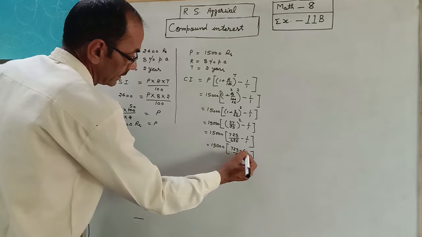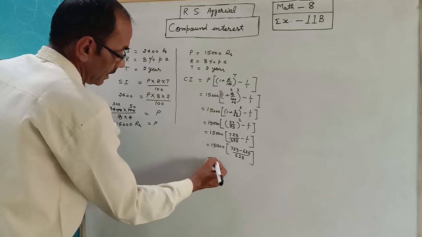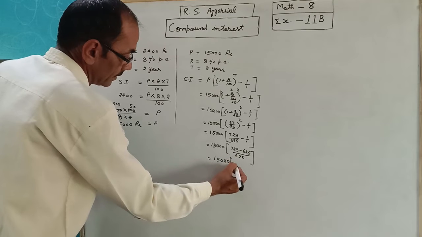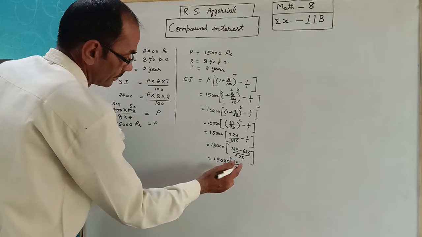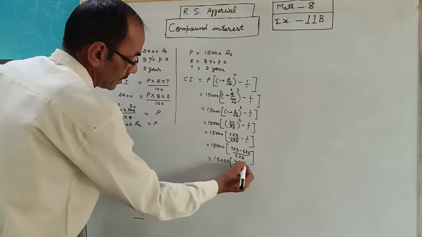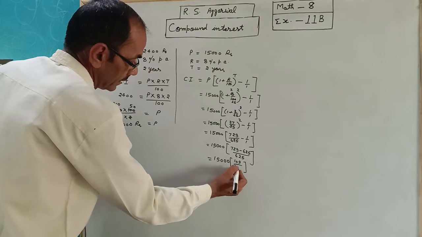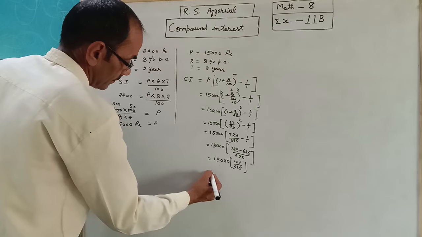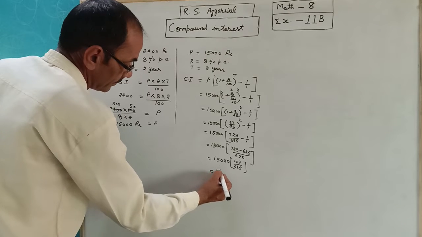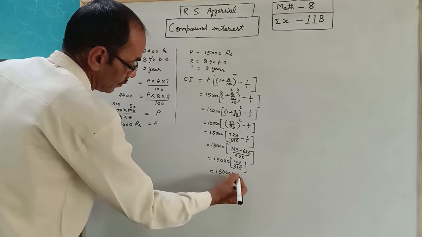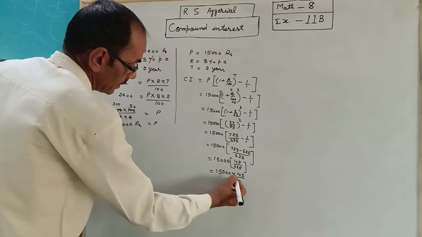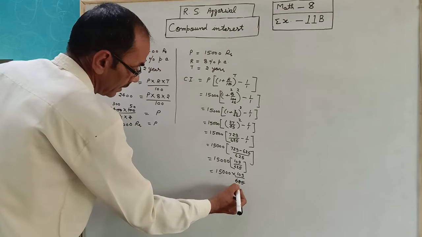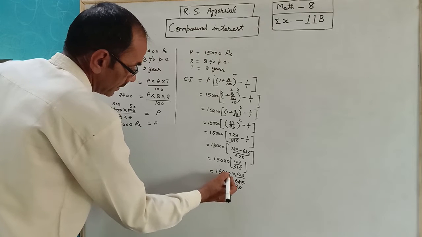729 minus 625. After minus, 15,000 upon 625 into 109. Divide by 25.